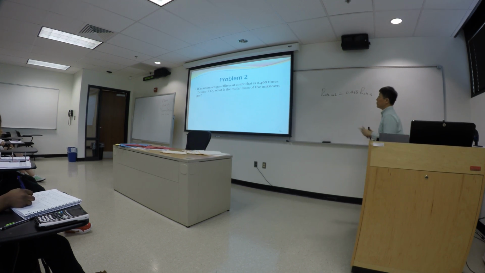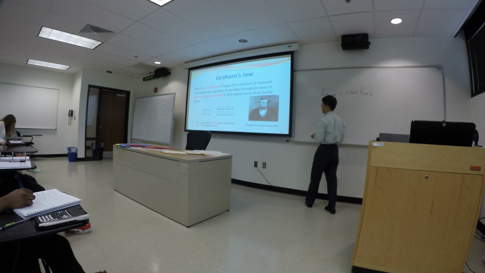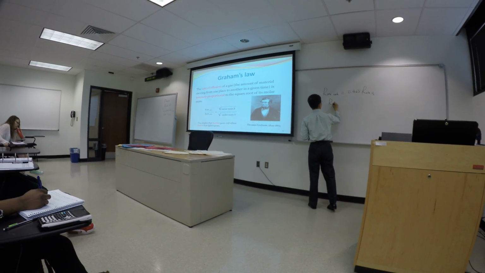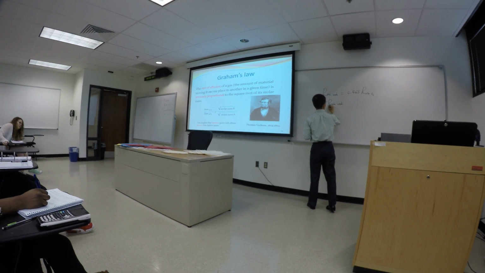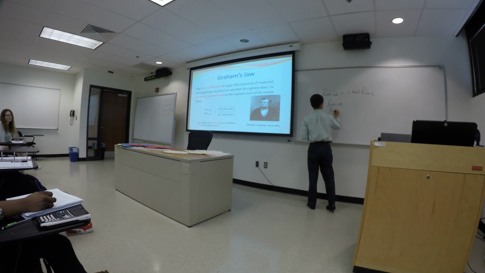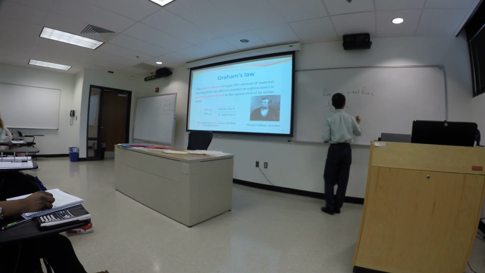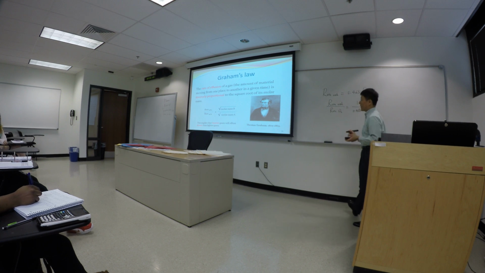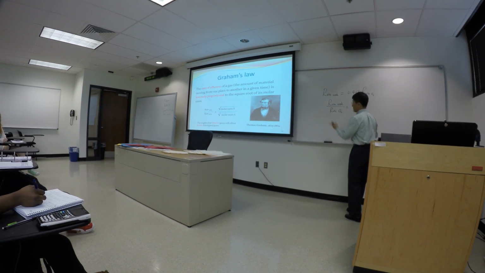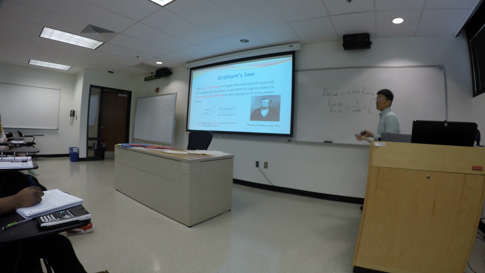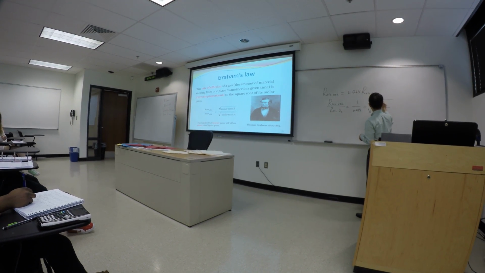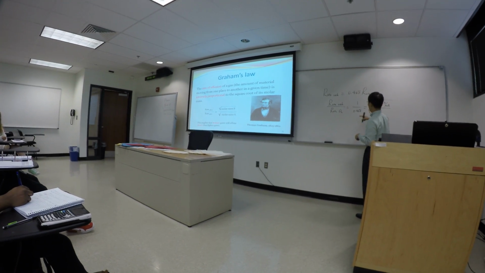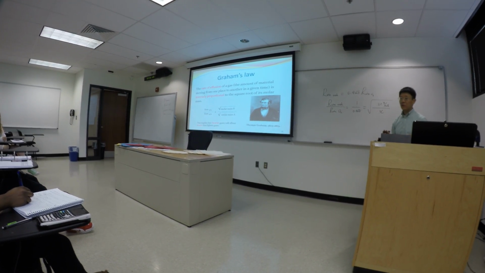Okay? So using the equation that we introduced on the previous slides, the rate of unknown gas divided by the rate of oxygen would be 1 over 0.468. Okay? So that should equal, well, they're inversely proportional to the square root of their molar mass. So in this case, oxygen gas goes to the top, so 32 grams per mole, and then the unknown gas, X.